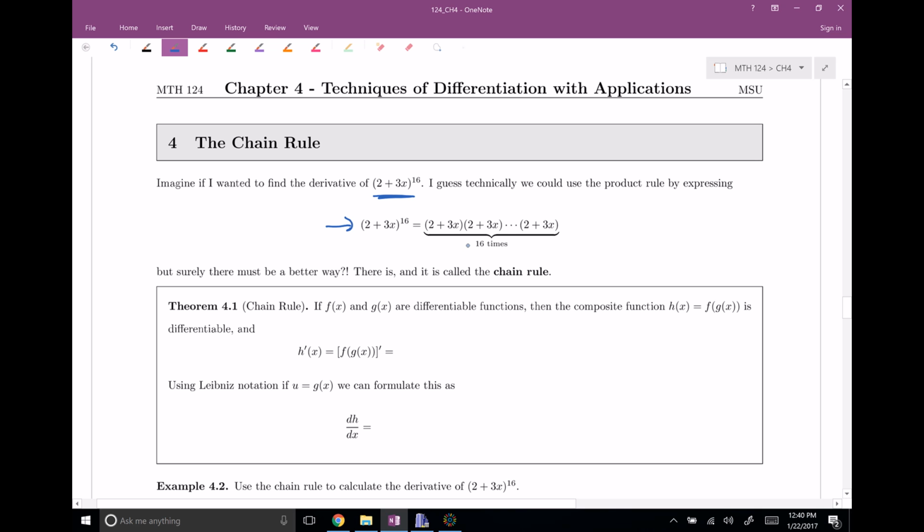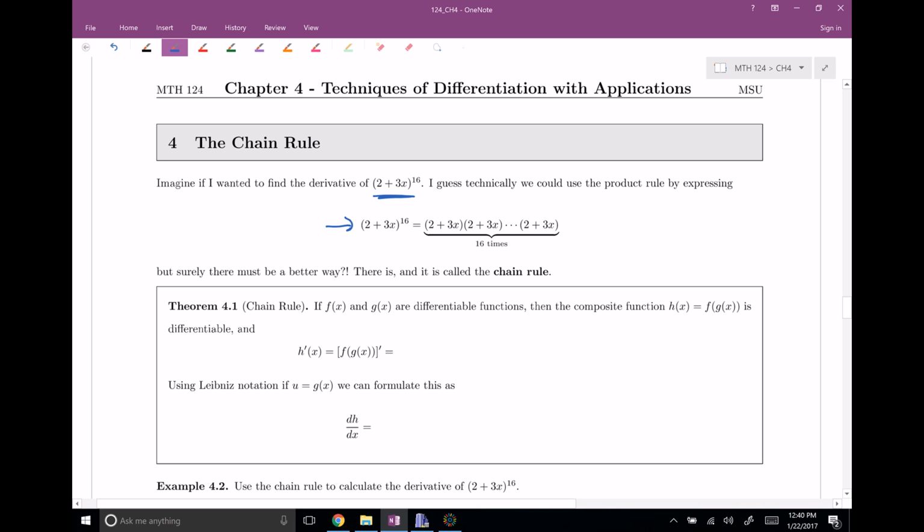And I guess I could technically use a product rule, right? But we saw last time in the product rule section that even when you have three things being multiplied by each other and you want to apply the product rule, it's a big pain, right? So 16 things being multiplied together, this is going to take forever. If this showed up on an exam and you decided to use the product rule way for 16 things here, that would take all 50 minutes and then some. It would take forever. So there must be a better way.